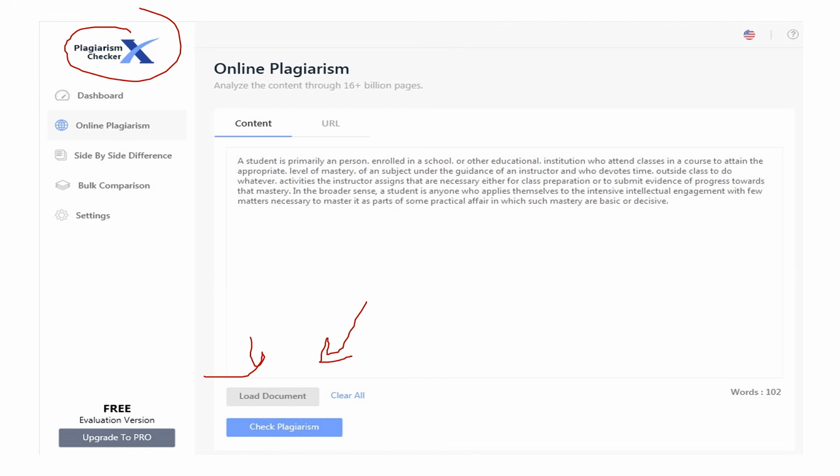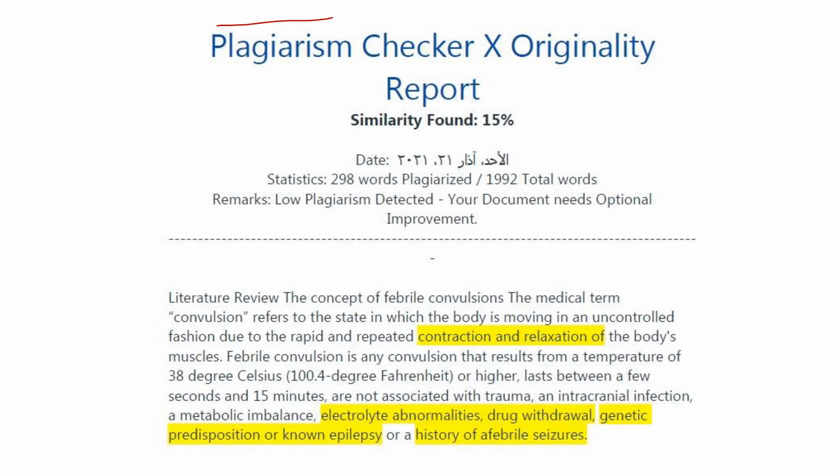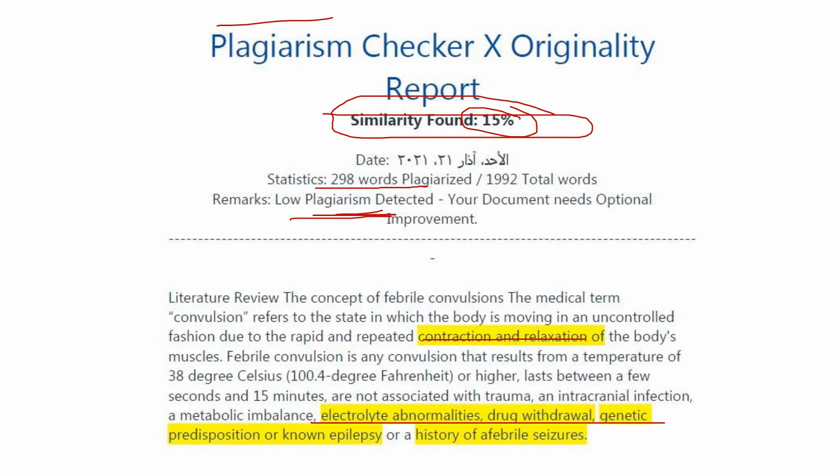After uploading, for example, it will report the percentage for you. For example, in this text, 15% similarity was found, about 298 words plagiarized. So it's about low plagiarism rate detection. However, you can improve that, optional improvement. Okay, and these sentences will be highlighted. These highlighted sentences are the copied text from other papers.